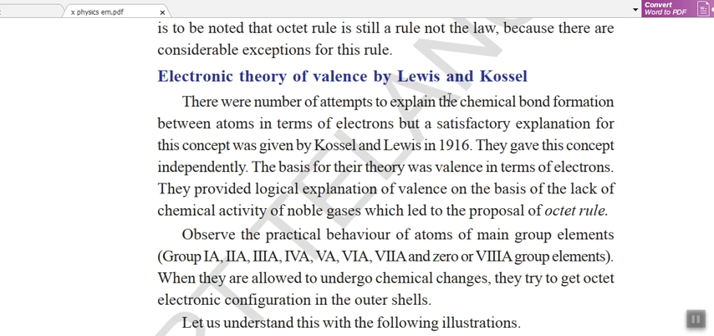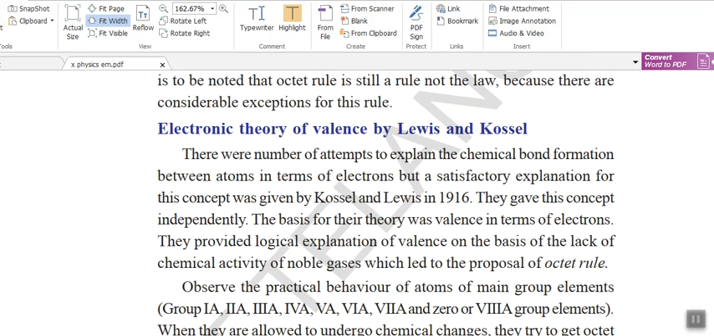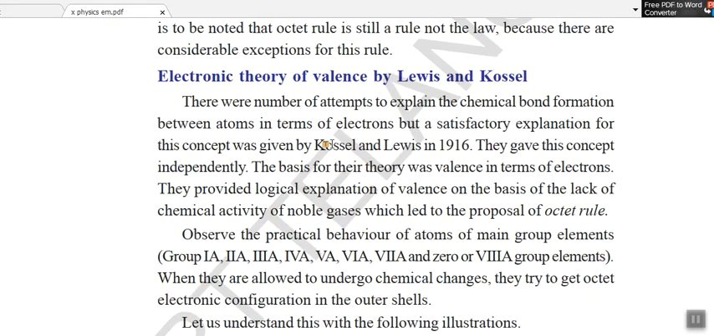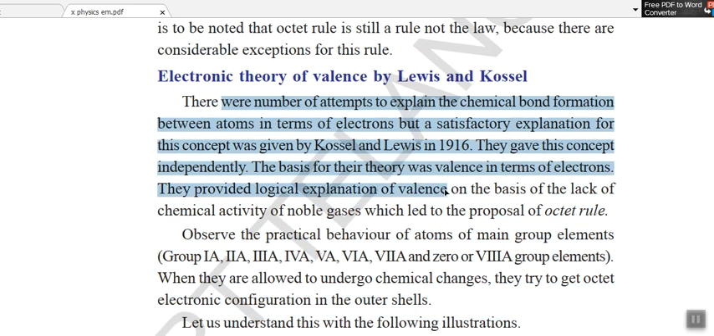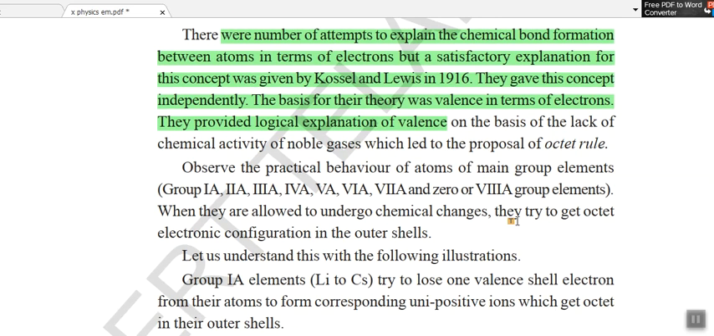So octet rule is nothing but the atoms of the elements tend to undergo chemical change that helps to leave their atoms with 8 electrons in the last shell. Octet rule అంటే లాస్ట్ సెల్లో 8 ఎలక్ట్రాన్స్ ఉండాలి. To make the 8 electrons in the last shell, elements are attracting with other atoms or elements to get 8 electrons in the valence shell. So that is chemical bond, already you know. So here you have an example.